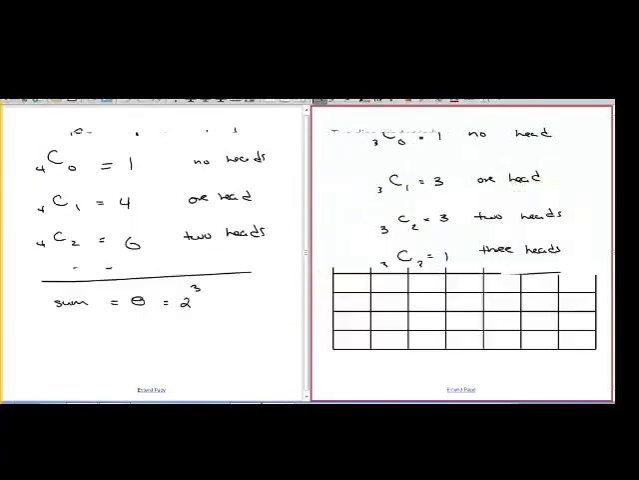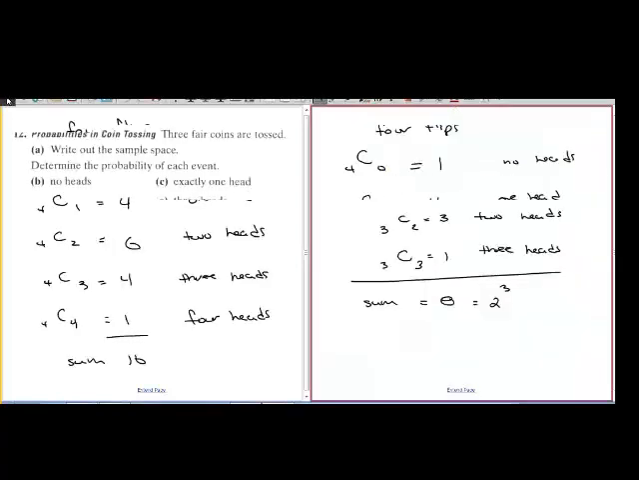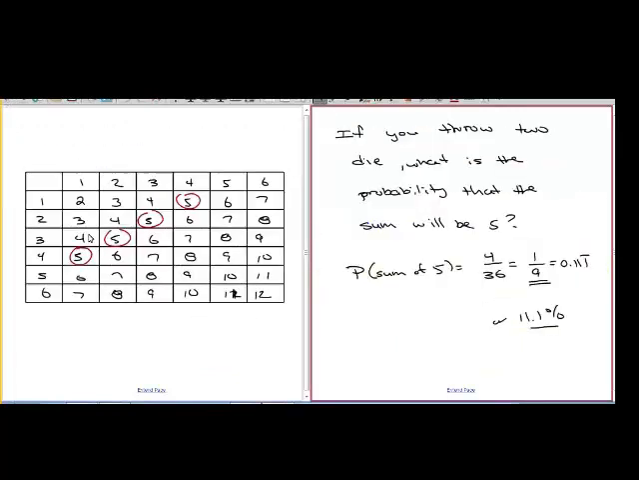And I just realized this problem here we'd actually worked before. So the question was, if 2 dice are tossed, what are the probabilities that the following sums are obtained? We started this, so let's just go ahead and answer the remaining questions. What we did was we made up this table to show all the possibilities. There was no fundamental counting principle that we could use to come up with the number of occurrences for each case. So we basically just had to write everything out.